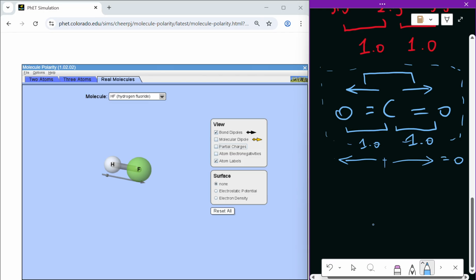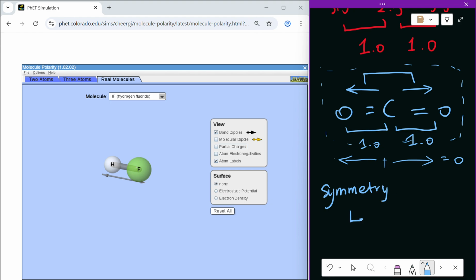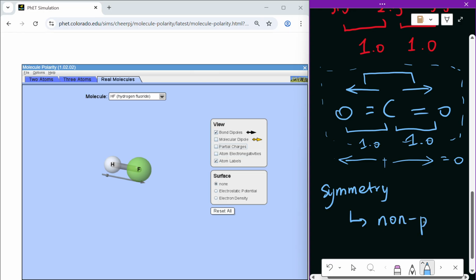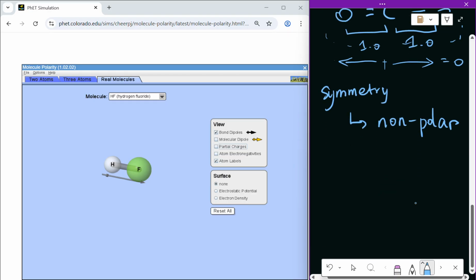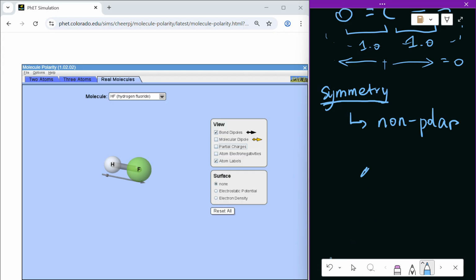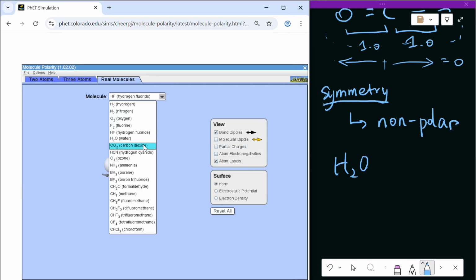And a tip is, if a molecule is symmetrical, it's usually nonpolar. But this symmetry must be on some sort of uniform plane. So let's take a look at water. And before we look at water, let's take a look at carbon dioxide.